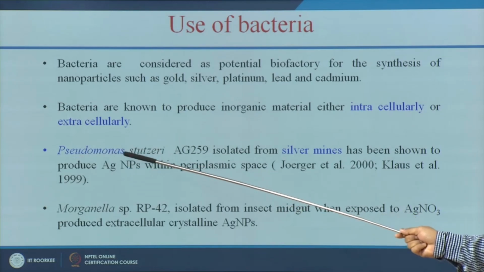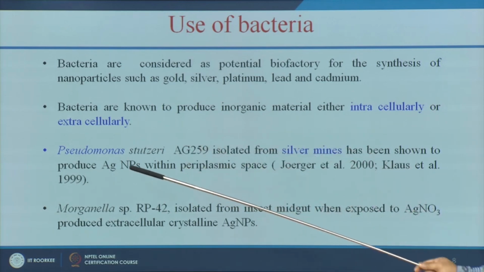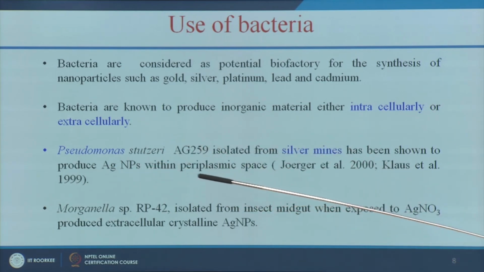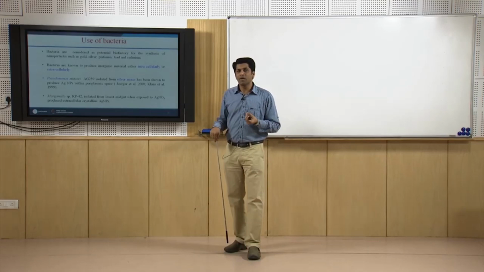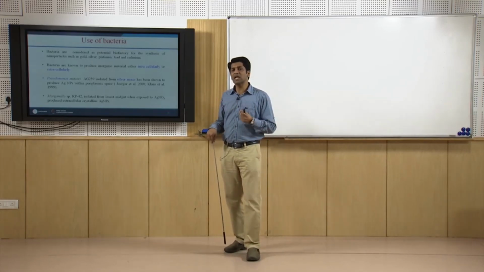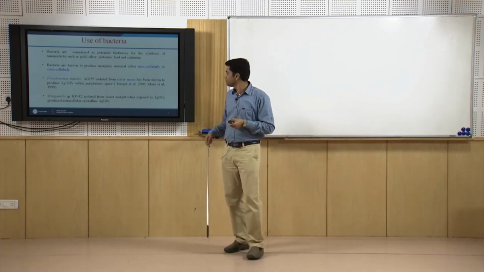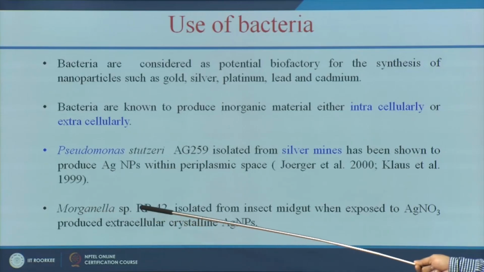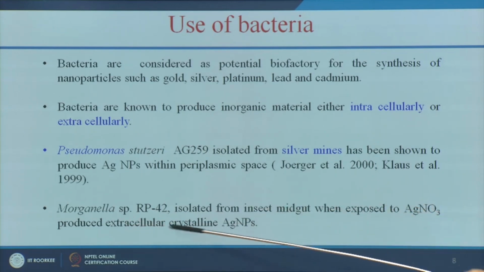The Pseudomonas bacteria were isolated from silver mines. They have the capacity to convert silver nitrate into silver nanoparticles, and they synthesize the nanoparticles in the periplasmic space of the bacteria. So from this you can get an idea. You can also collect some soil samples near a copper industry or some other metal-based industry. Those soil samples may have bacteria which can convert copper into copper nanoparticles. Another example is Morganella species bacteria. They isolated this bacteria from the insect midgut and it is able to secrete nanoparticles extracellularly.